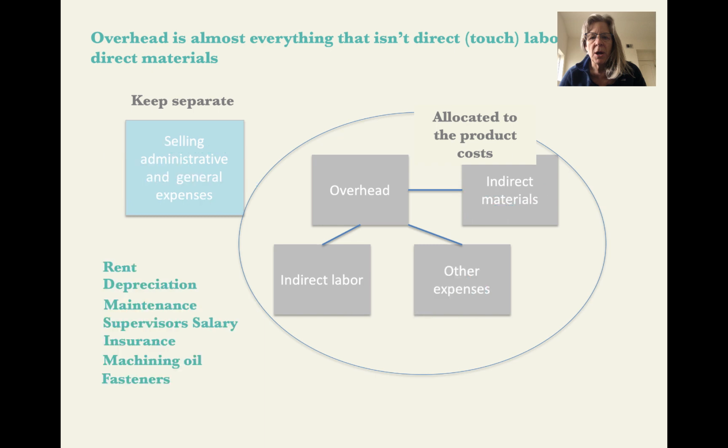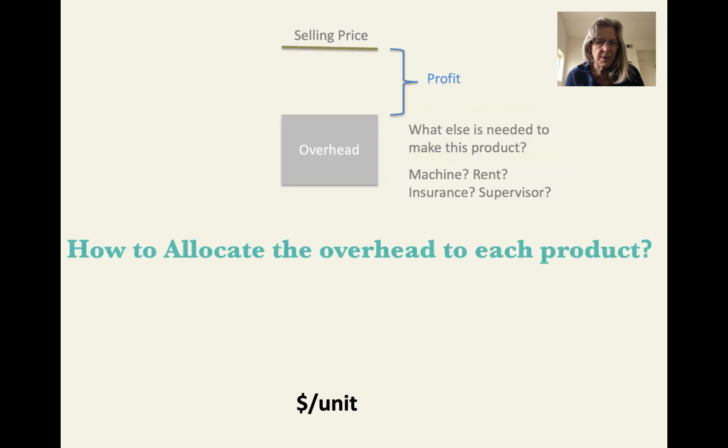So I've listed these here, and we'll just add them all up for a particular time period and then allocate them. Now the question is how to allocate those. You have dollars per year expenses associated with rent, depreciation, maintenance, all of these items. So how do we convert that to a dollar per unit cost? And that's the next question we'll look at.